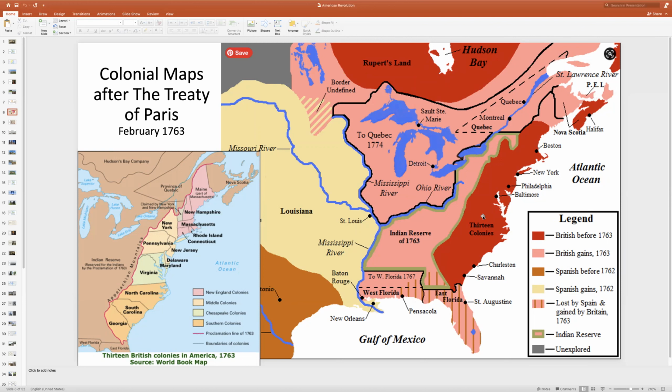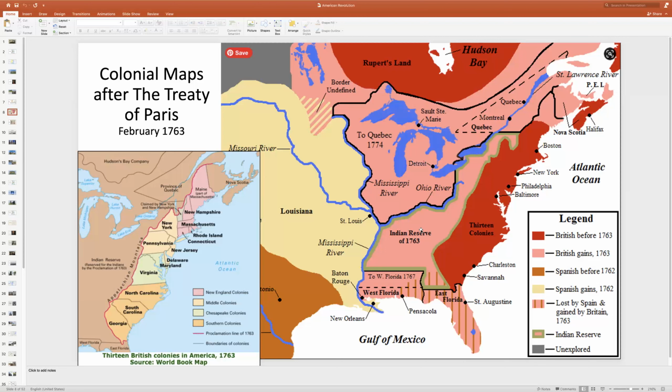Then there's Indian Reserve up where the stripes are, up here, I'm sorry, Indian Reserve. Very explanatory. And then the area of unexplored. So that's what we're looking at. And this map on the lower left is basically the same, only a little bit simpler. So the British have gained all this territory as a result of the Treaty of Paris of 1763.